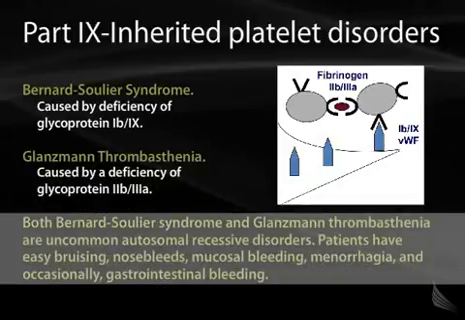So both Bernard-Soulier syndrome and Glanzmann thrombasthenia are uncommon. They're both autosomal recessive. Patients have easy bruising, nosebleeds, mucosal bleeding, menorrhagia, and occasionally GI bleeding. But look for those bleeding disorder type of questions: easy bruising, nosebleed, maybe epistaxis, and then if they're females, menorrhagia.